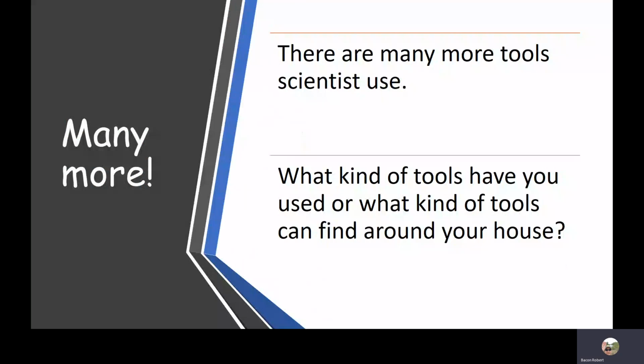And remember, there are many more tools we use as scientists. I want you to look around your house, look around your work area, think about school, think about maybe your garage, or if your dad or mom has a workbench, or even your kitchen area. What other tools might you use? I'd love to hear your suggestions.